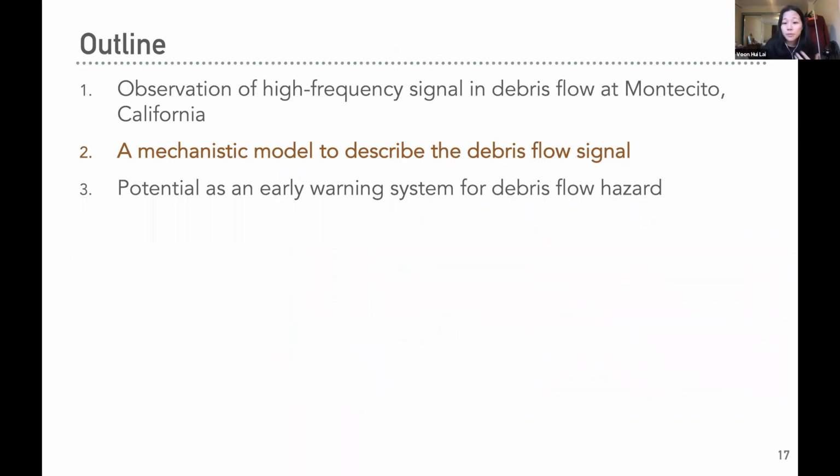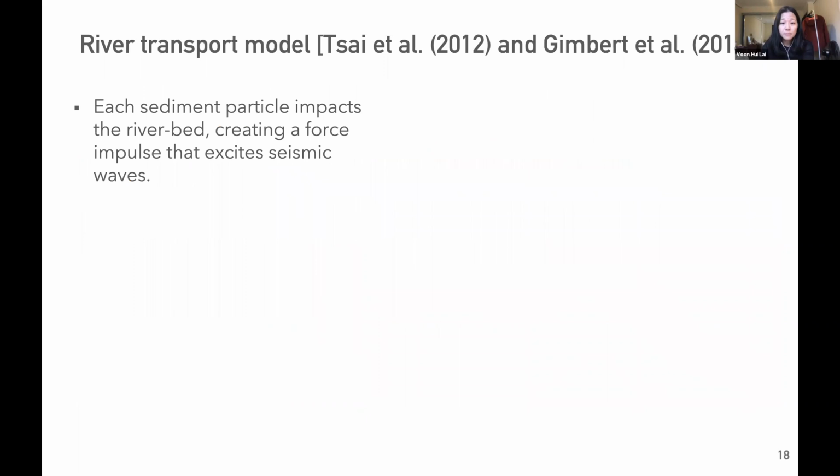So in short, we see that debris flow signals are pretty distinct, and just like how we can represent earthquake sources with moment tensor, now we want to introduce a model that can describe the debris flow signal. With that, we take inspiration from the river transport model that was proposed by Victor Tsai et al. in 2012 and later improved by Gimbert et al. in 2014.